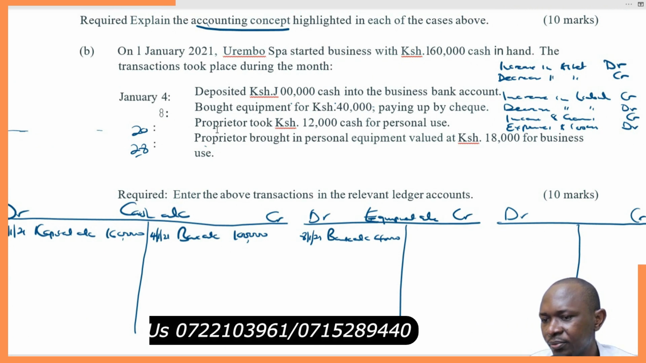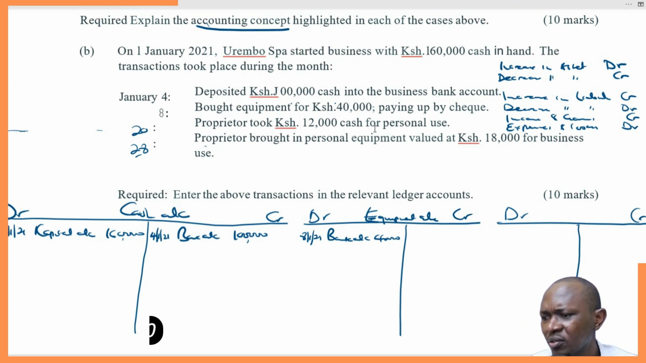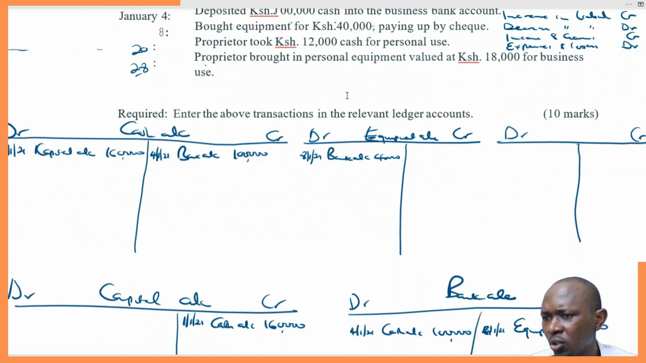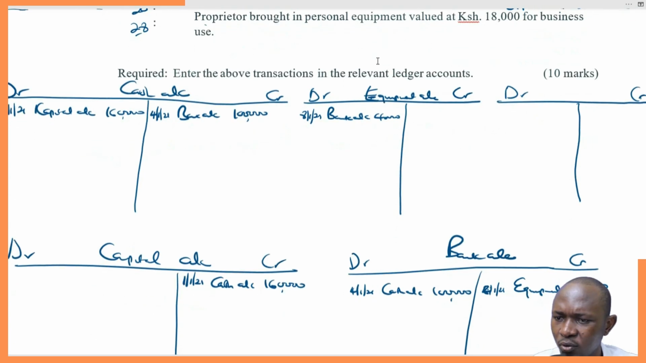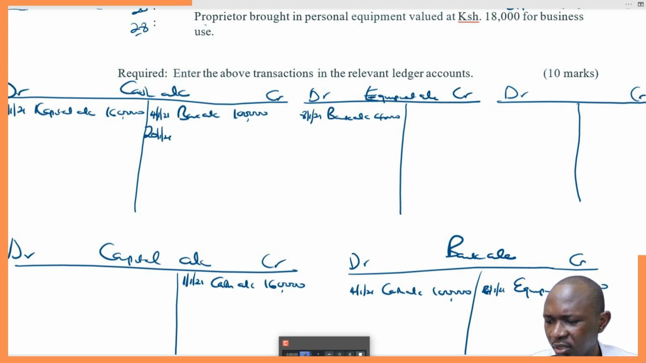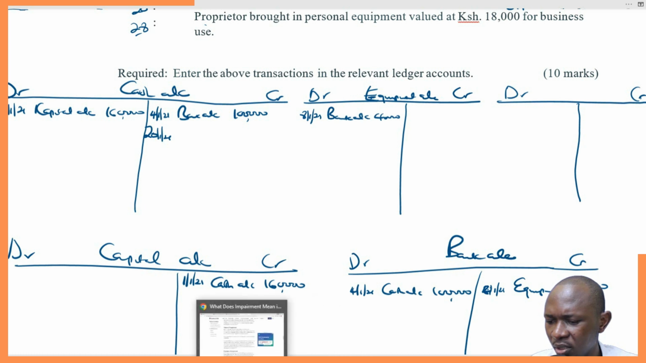So on 20th, proprietor took 12,000 cash for personal use. So cash will reduce. So 20th, 1/21. I think I can get this question paper. Let me see if I can get it.